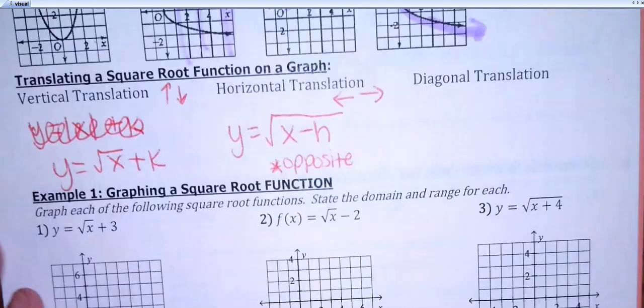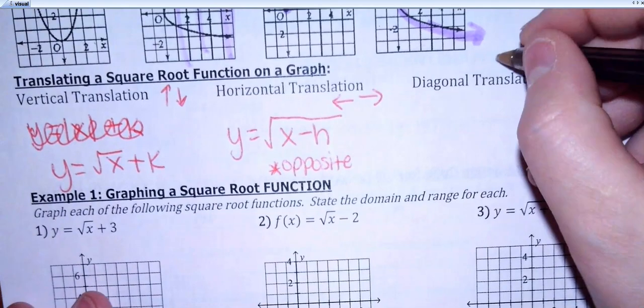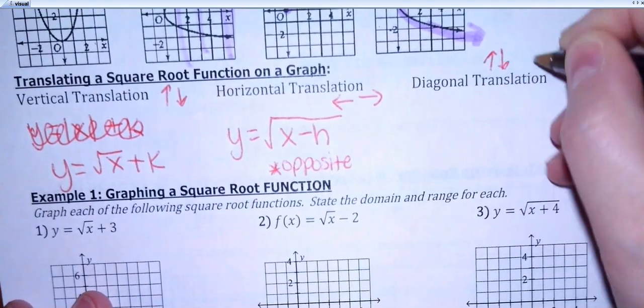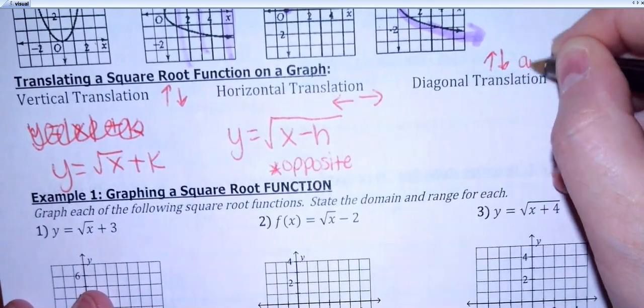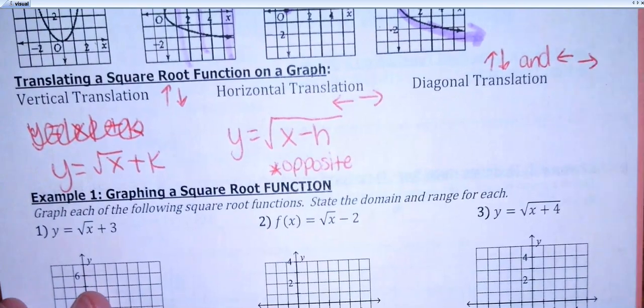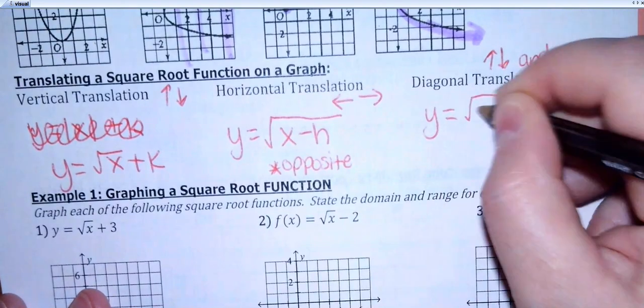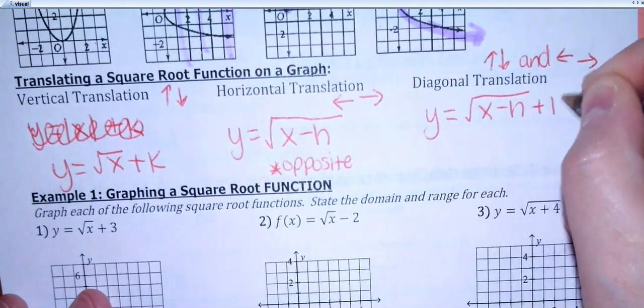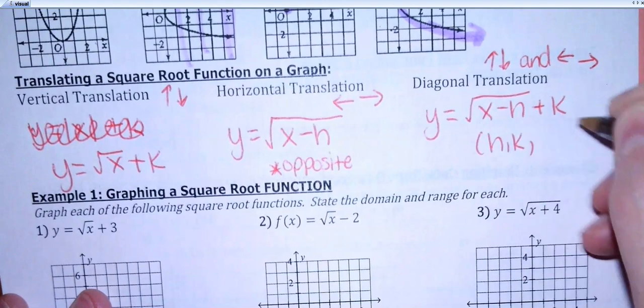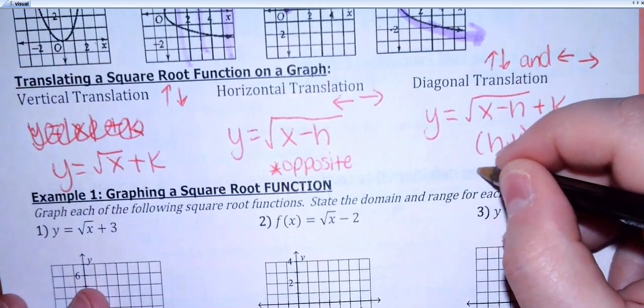And then a diagonal translation just means you're going to shift either up or down, and you're going to shift left or right within the same equation. So what that would look like is x minus h plus k. hk is going to be where you start.